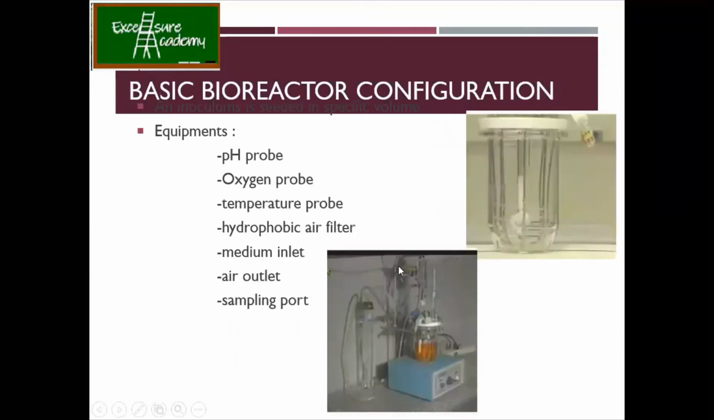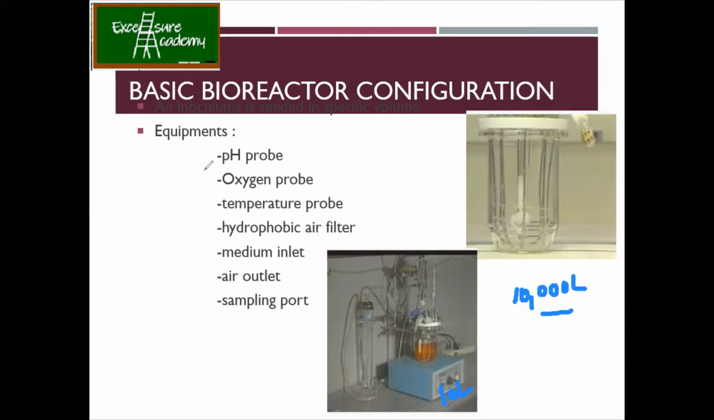Now, this is how your basic bioreactor configuration looks. This is again a tabletop bioreactor. It is not the company one, because for the company one, I have said it is around 10,000 liters of media they use. Here it is around 10 liters only. So you need to customize everything first before you go for the further large scale production.